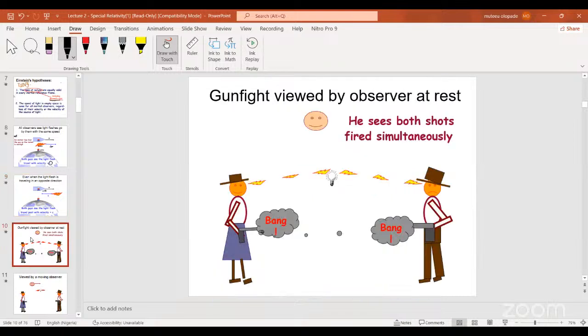Now, another observation. If there's a gunfight, now there are two shooters. She shoots, he also shoots. So both of them shoot. And you have an observer here. This is the observer. You will see both shots fired simultaneously. Take note of simultaneously. What he will observe is that both of them are shooting at the same time.